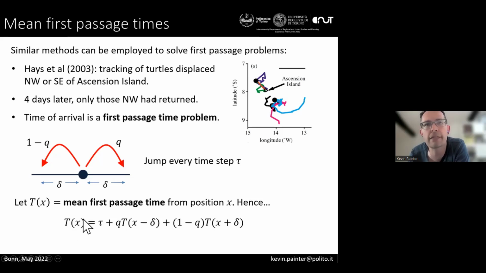And what this basically says is that the mean first passage time from position x is going to be a time step tau, because each step takes place after an interval of tau in time, plus the mean first passage time for having been at x minus delta and jumping right, plus the mean first passage time from position x plus delta and jumping left. So that gives me a discrete space, discrete time master equation for the mean first passage time.